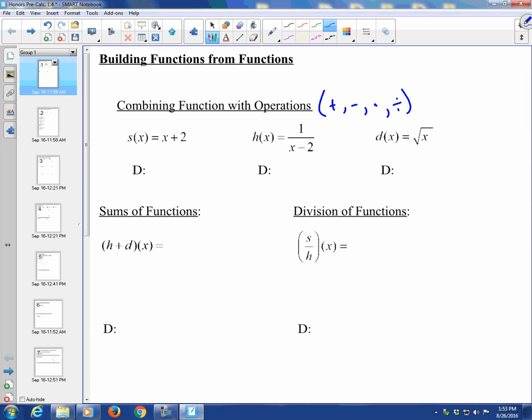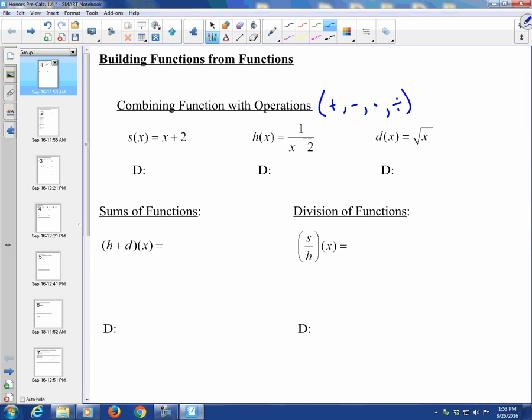And what we want to do is first define the domain of each of the initial functions. Because when we combine our functions, we're going to use those domains, or restrictions on those original domains, to come up with the domains for our new functions.